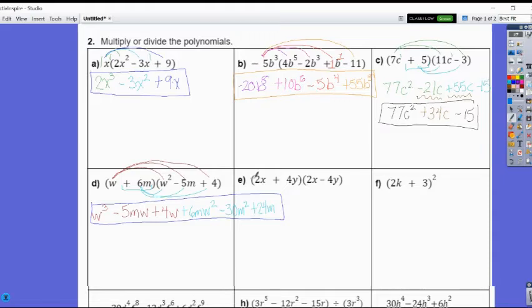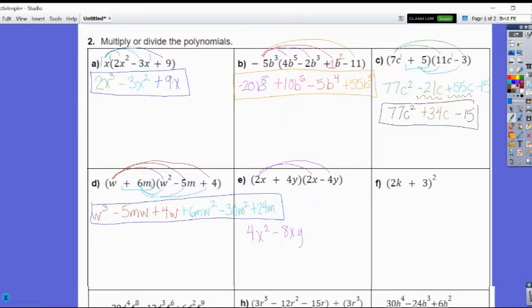All right, now as we look at part E, I know I went into its box a little bit, so I'll work with that down below because part D certainly had a lot of multiplication going on. But I know that you handled it like a champ. So with these 2 binomials that we're multiplying here in E, my 2x times my 2x is going to be 4x squared. And then my 2x times the negative 4y is negative 8xy.